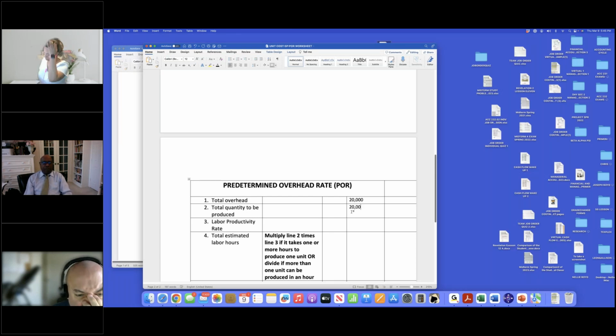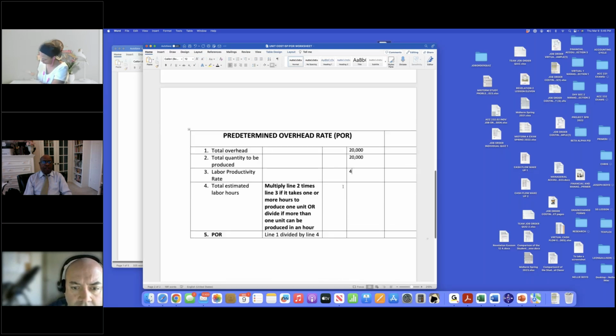Your labor productivity was 4. So if we divide it up here, we're going to divide down here. We can make 4 an hour, so we're going to divide 4 into 20, and we get 5,000. If we had multiplied up above, we would have multiplied down here. So make sure you're doing that consistently. We then, to get our POR, what do we do? Divide what?